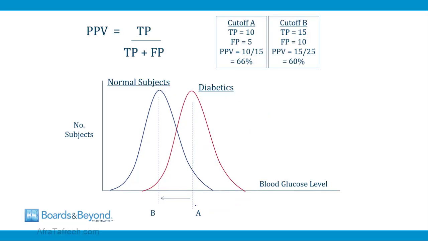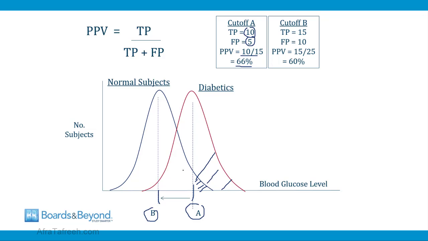So to make this more clear, let's hypothetically consider that we're going to move the cutoff point from point A here, indicated by this line, to point B here, indicated by this line. Well, using cutoff A, we have a very small number of false positives, and we have a fairly large number of true positives. So let's just make up some numbers here and say that the true positives are 10 and the false positives are 5. That would give us a positive predictive value of 10 over 15, or 66%.